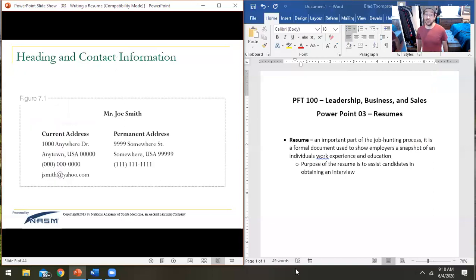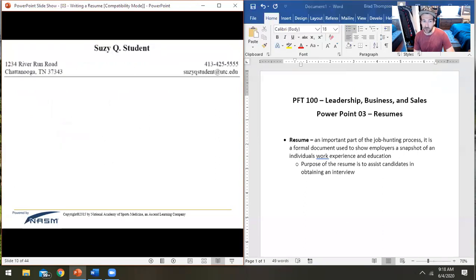So here's a really simple example. You can see Mr. Joe Smith, address, email, permanent address, and then phone number. Again, that's 2 addresses. I think that's going a little bit far. A more traditional example is right here. This is not a personal training resume. I actually added these, the Suzy Q student stuff. I found that from another PowerPoint and added that into this one.